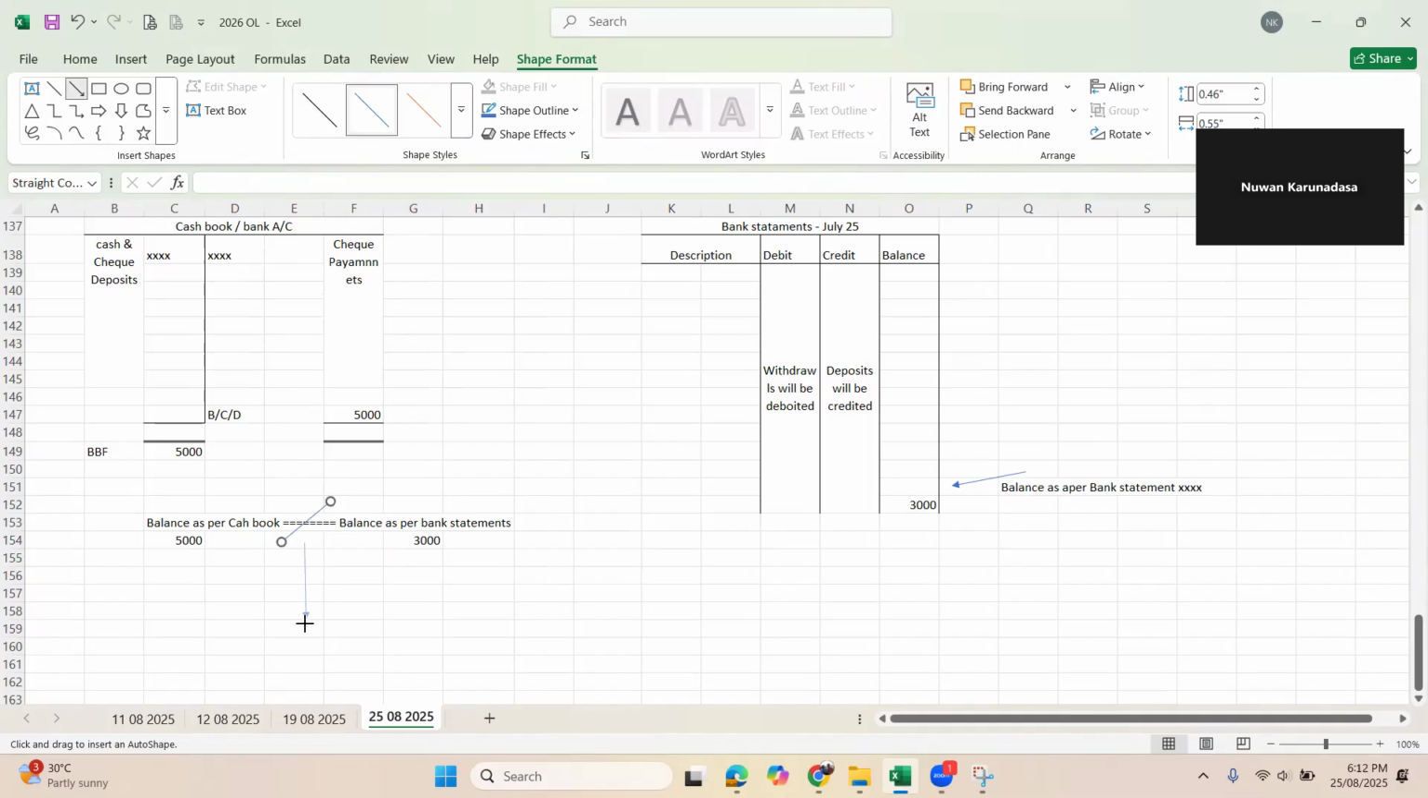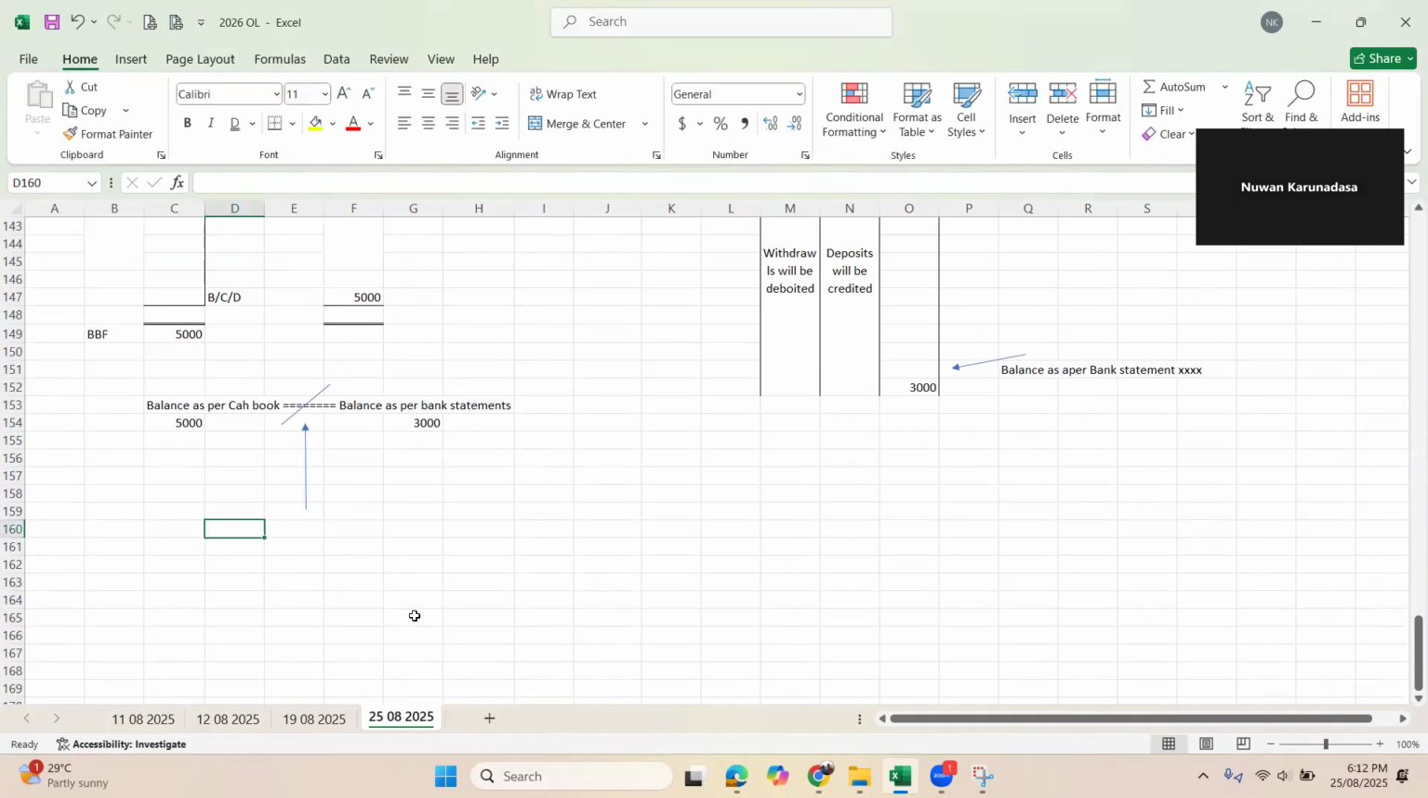You must identify reasons for the difference, right? Reasons for the difference, right?